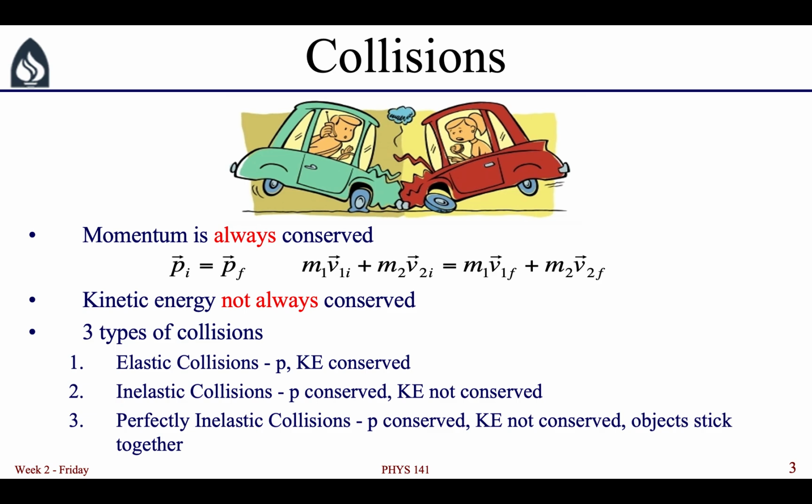One type of collision is an elastic collision. This is a collision where both momentum and the kinetic energy of the objects is conserved. In an inelastic collision, only the momentum is conserved. Kinetic energy is not conserved. Then there is a special case of inelastic collisions, which we call perfectly inelastic collisions, and these are where the objects stick together. And in these collisions, once again, momentum is conserved and kinetic energy is not conserved since it is a type of inelastic collision.